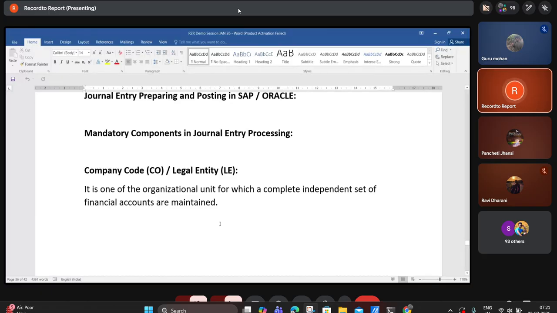So using that company code, they will post any transactions in the system. Like how we have the IFSC code in the banking system, the companies will create one numeric or alphanumeric code to identify the transactions.